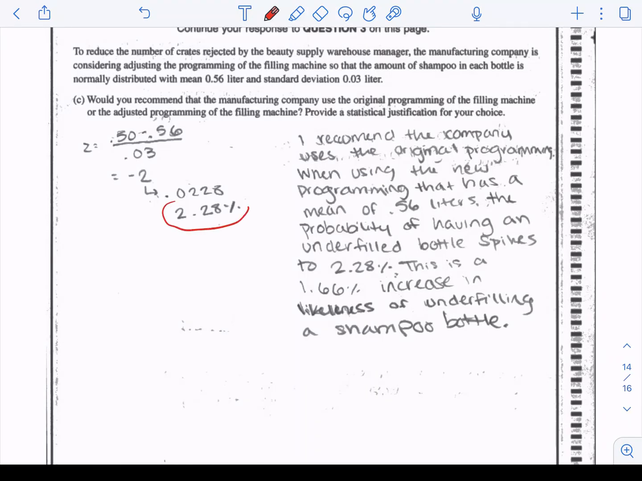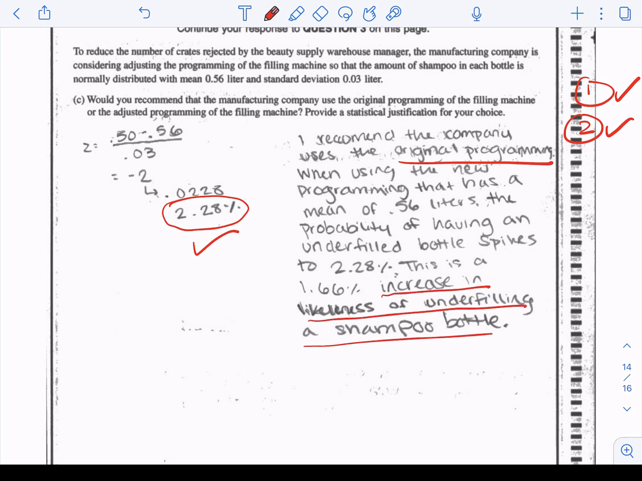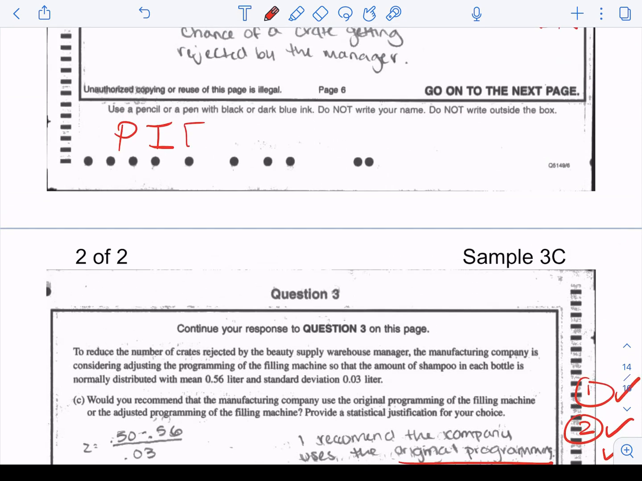And then Part C, I already told you they got all this, but let's just make sure. They've got the calculation, which doesn't have to have work. I can't remember if I said that or not, but the calculation in Part C does not really have to have work. It just has to be there. So they've got the right answer. They recommended the original programming, so they got the decision. They've got the right answer. And then did they say something about it's because this would increase the likelihood of underfilling? Yes. They got the comparison and the reasoning for that. So this student got an E for Part C. So overall, it was a PIE.